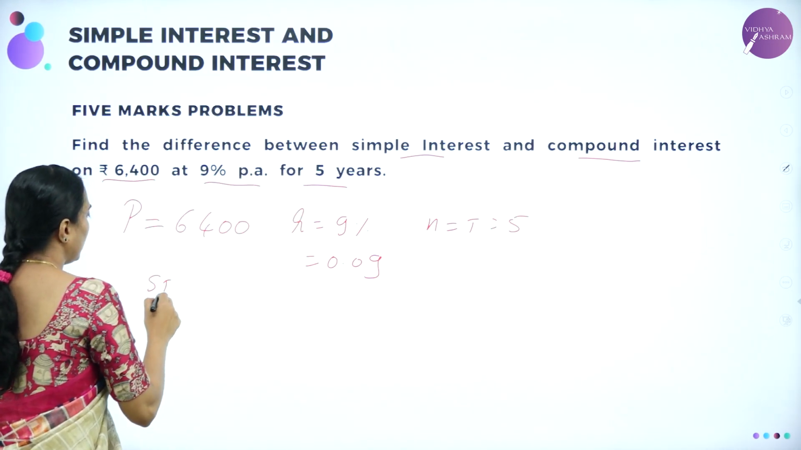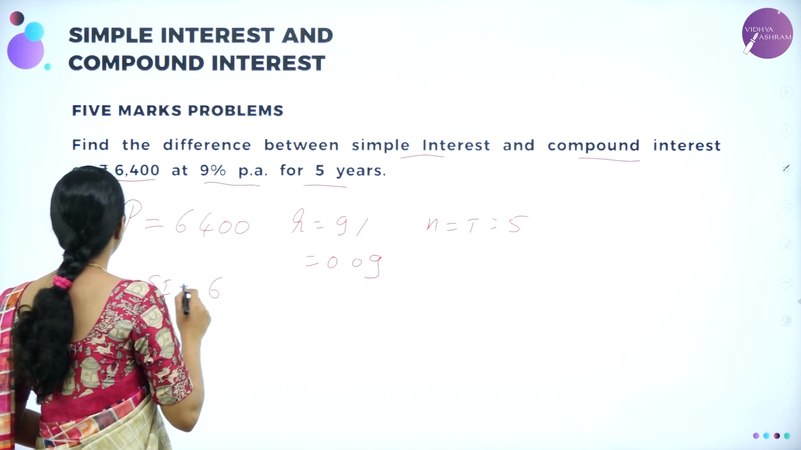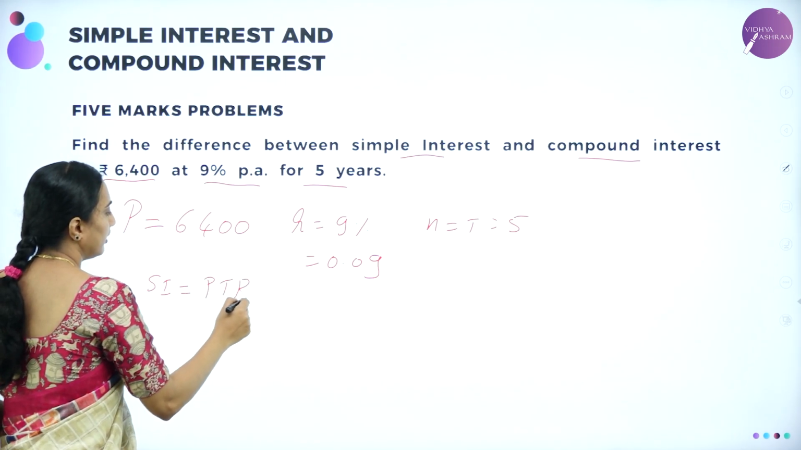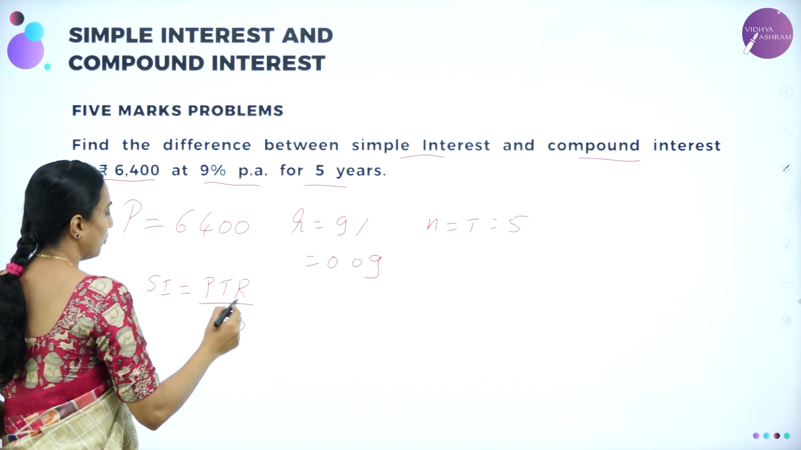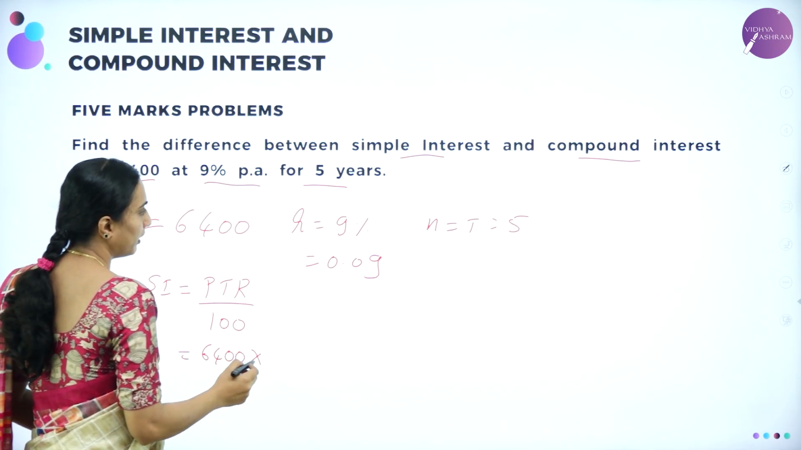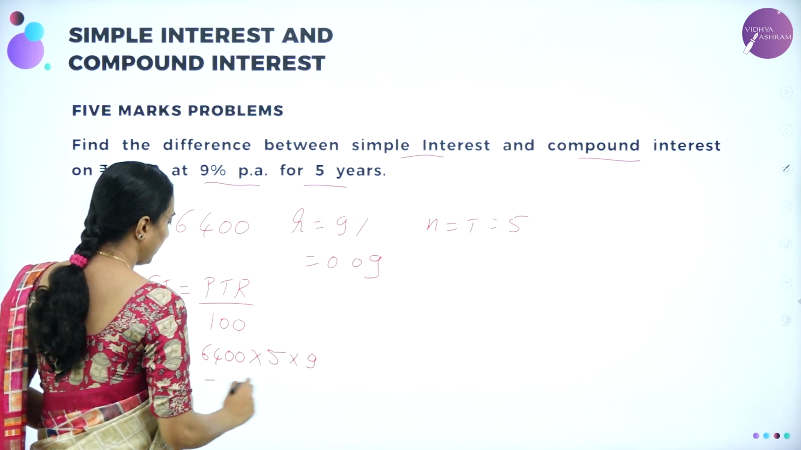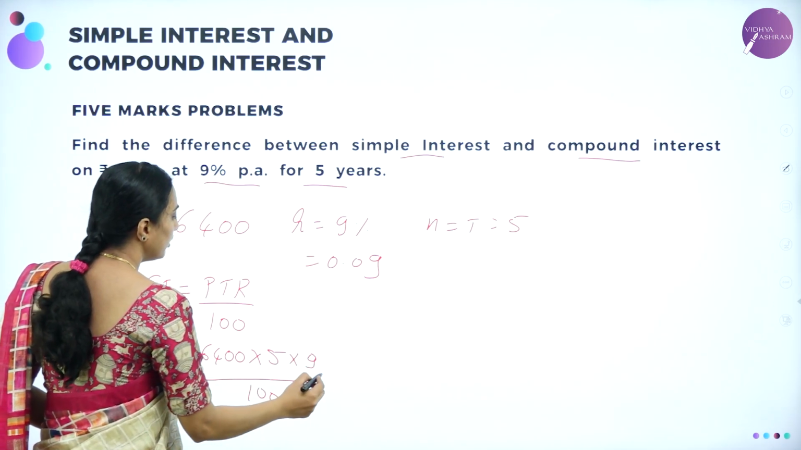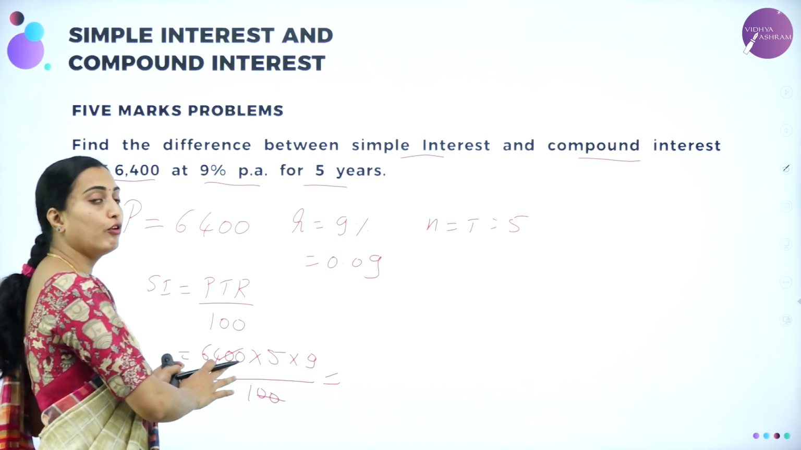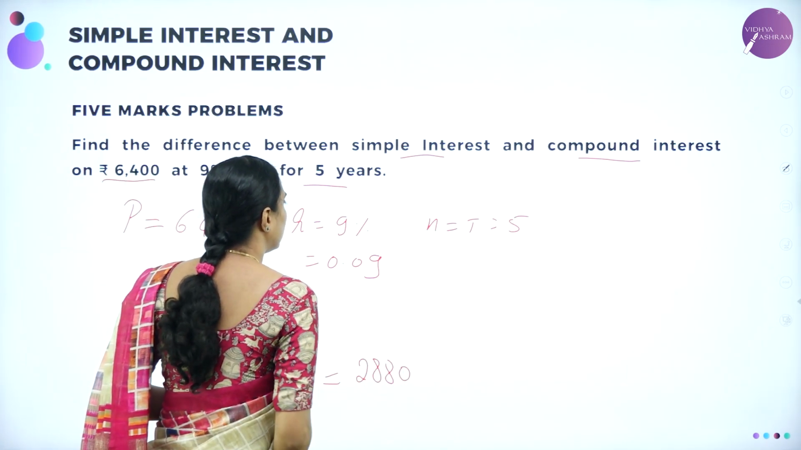So therefore, let me calculate simple interest here. Simple interest is given by PTR divided by 100. So which will be 6,400 into T, which is nothing but 5 years, into R, which is nothing but 9, divided by 100. Directly we are writing, this will get cancelled. So 64 into 5 into 9 is 2,880. Okay, that is your simple interest.